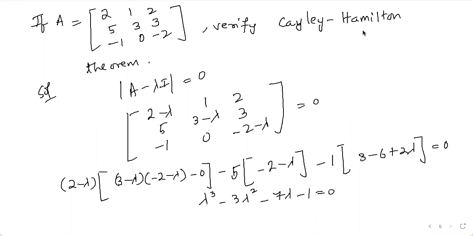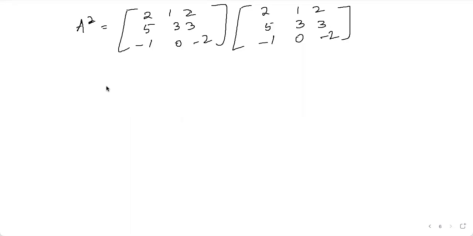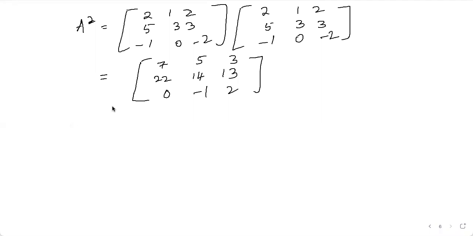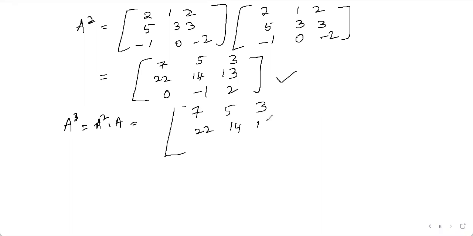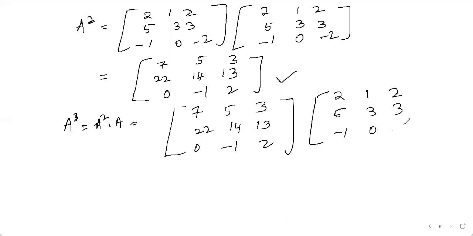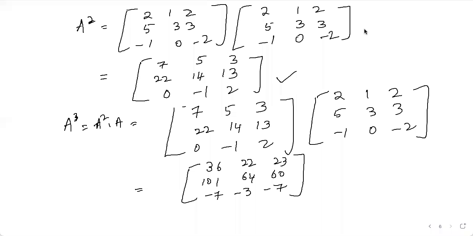So we get A square. Now to find A cube, which is A square into A. A square we already got: 7, 5, 3, 22, 14, 13, 0, minus 1, 2. This is multiplied into 2, 1, 2, 5, 3, 3, minus 1, 0, minus 2. So we got A cube.